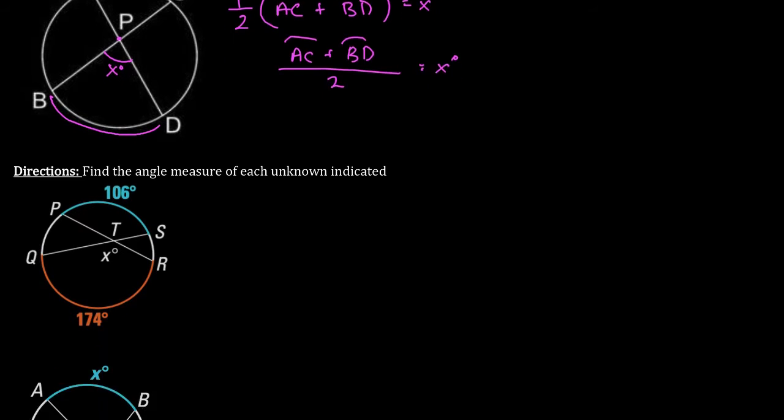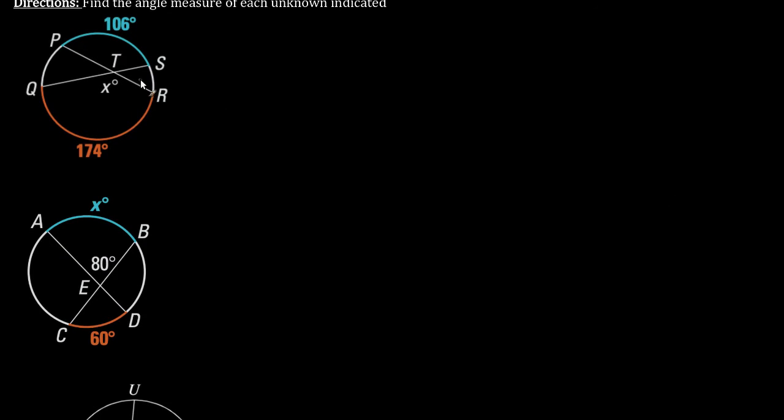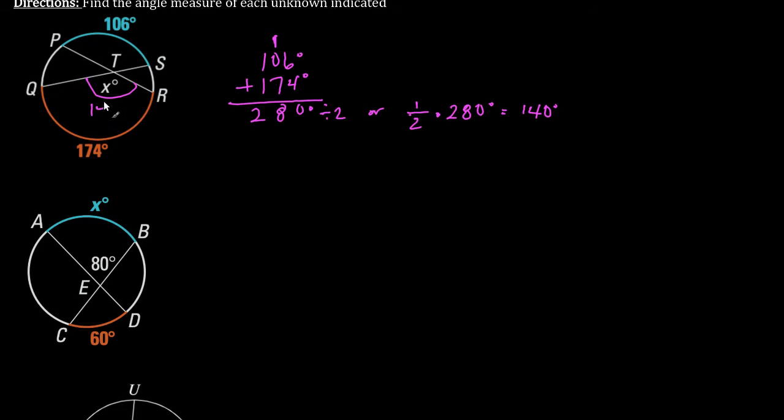Pretty easy. So for instance, X degrees right here. Let's go ahead and add 106 degrees plus 174 degrees. Right here, we get 280 degrees for the sum of these two arcs. Now we're going to take that and either divide it by 2 or multiply it by half. Either way, we get 140 degrees. So angle X is 140 degrees.